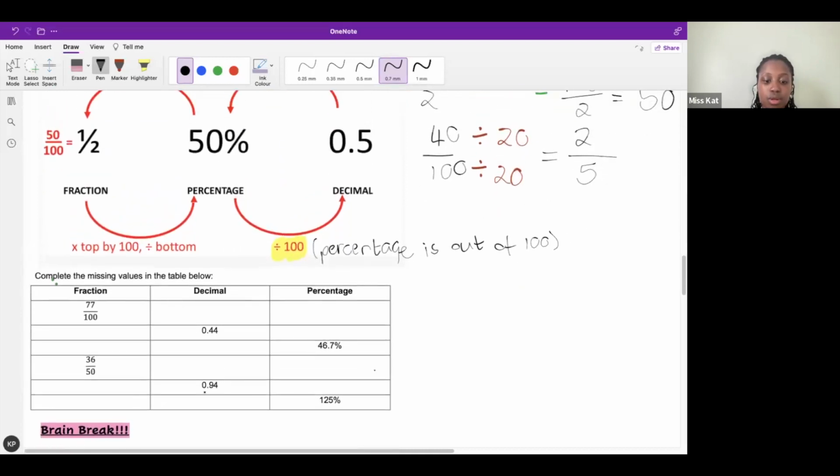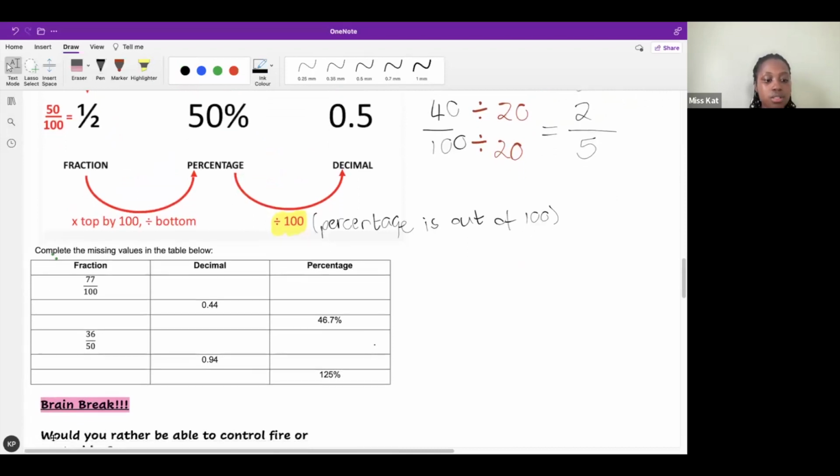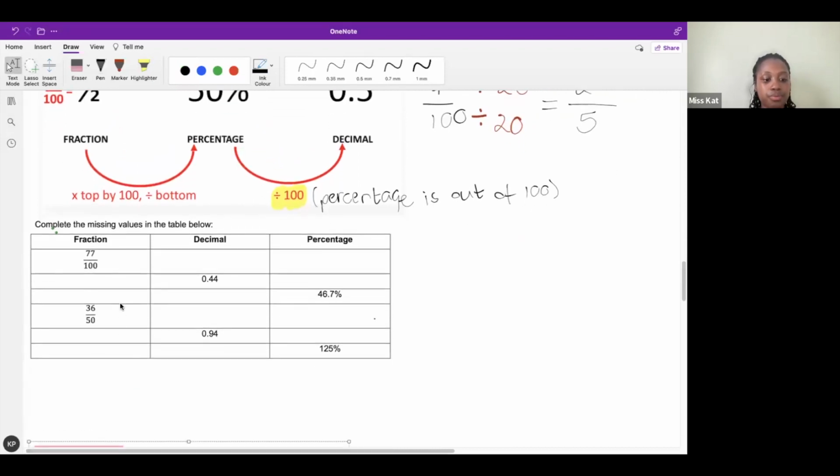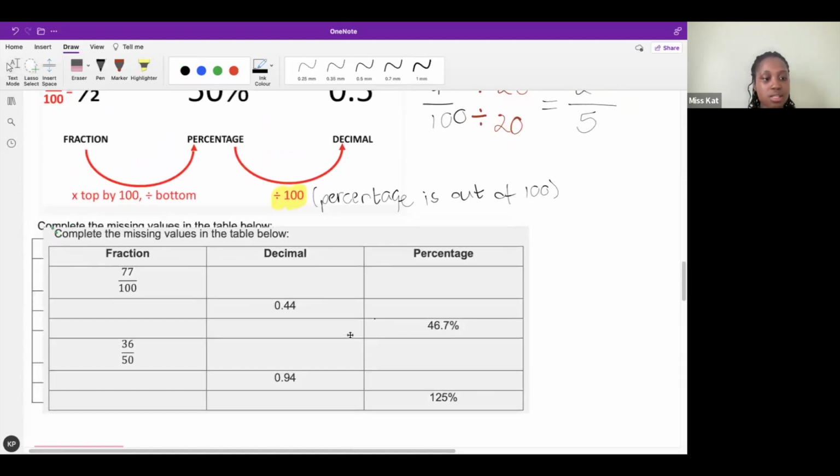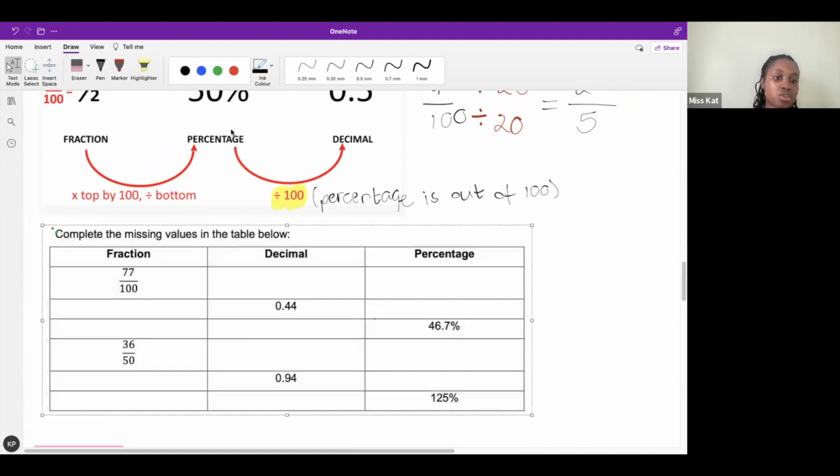Then, before we go to our lovely brain break that I have for us today, I want us to do this table. And of course, I'm going to make it a bit bigger. When I was setting this lesson, everything looked much bigger to me, but I realized on your devices, it might look a little bit small.